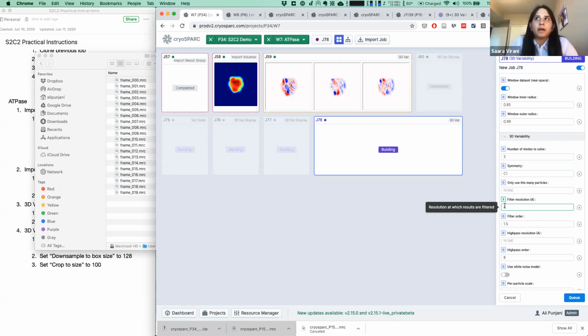Okay. And in terms of actually assessing the quality of the result, is it possible that we can be seeing or introducing artifacts into 3D variability? And if so, how can we identify them? And more generally, what are the approaches for actually performing validation of a 3D variability analysis output?